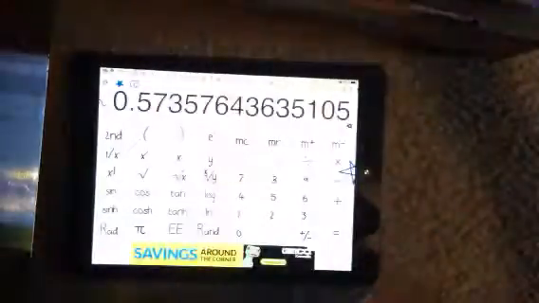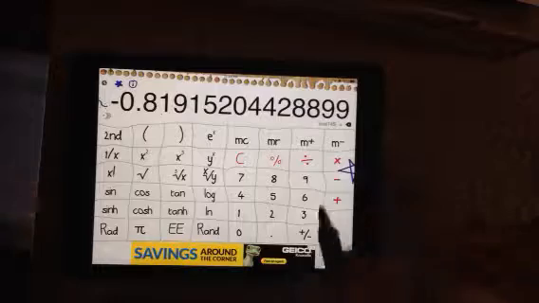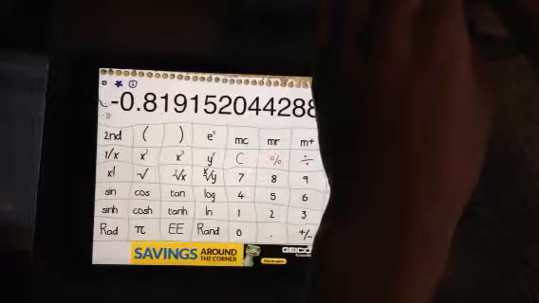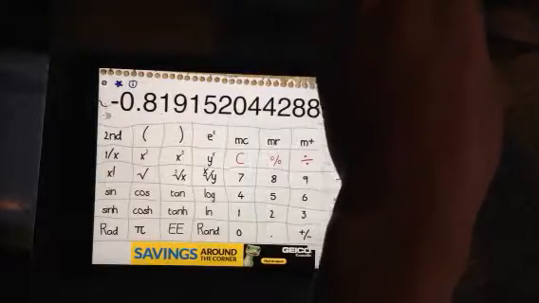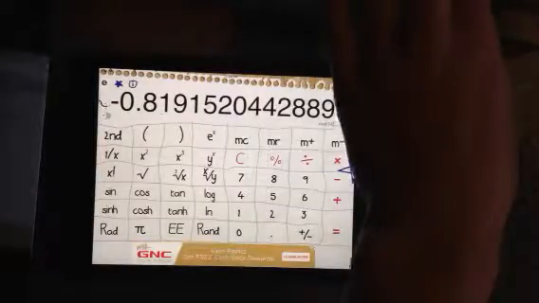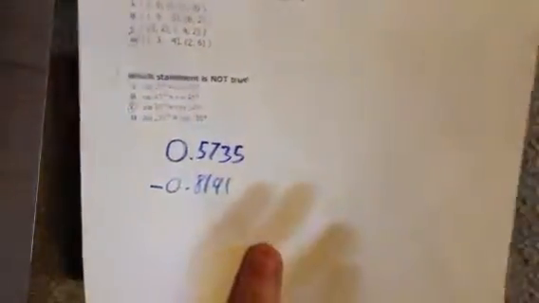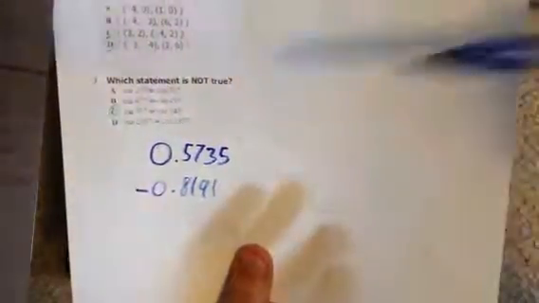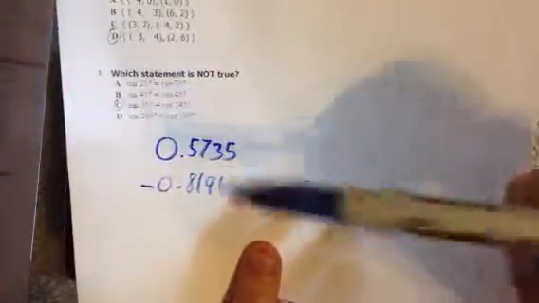And then the cosine for 145: cosine of 145 equals negative 0.8191. Obviously, those are not equal. If you would like, you could go through and find the sine and cosine of all these, but I'm telling you now, they're all equal, and C is the statement that is untrue.